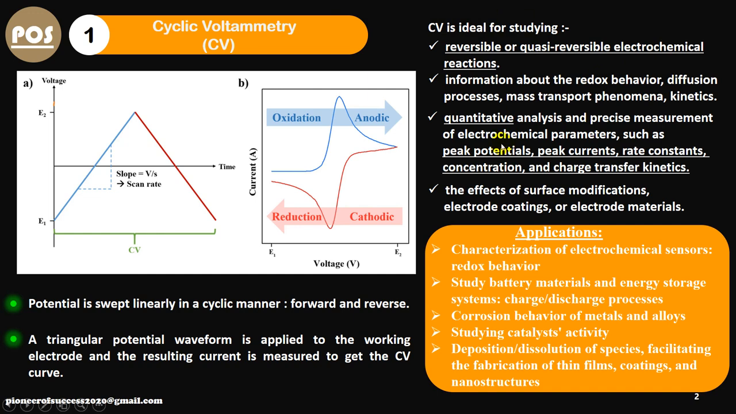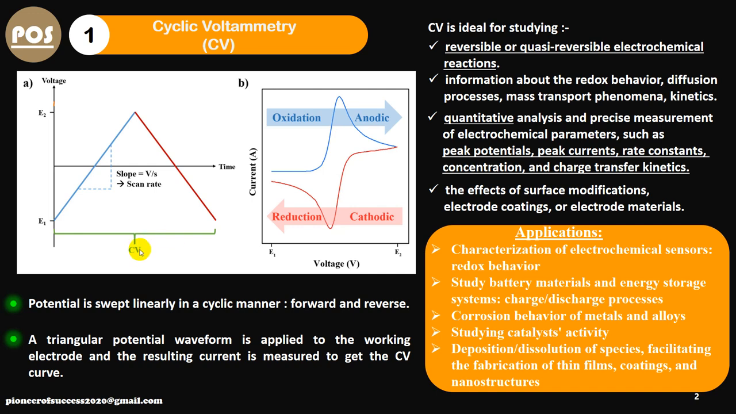The third point which we have noted down here is quantitative analysis and precise measurement of electrochemical parameters such as peak potentials and peak currents. You can see, this is a typical Faradaic cyclic voltammetric curve, and this is the peak current, and the voltage corresponding to that is called peak voltage. All those things you can calculate, and all this information talks about the characteristics of the system. So we can analyze them and understand the characteristics of the system under investigation, and that is what cyclic voltammetry is about.